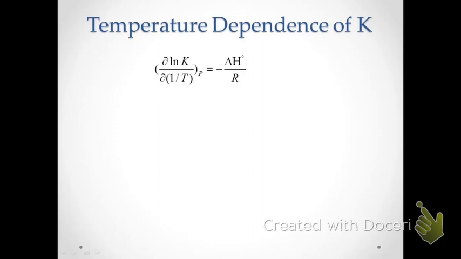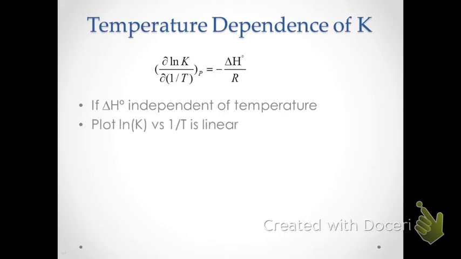Okay, so we have this expression that shows us how the natural log of K depends on 1 over T. If the temperature range is small enough, we'll find that delta H naught does not change significantly over a particular temperature range, and we can assume that to be constant. So if we assume delta H naught is constant, we certainly know that the gas constant R is a constant. So under those circumstances, this whole term on the right side of the equation is constant. And if that term is constant, then obviously the derivative is constant.